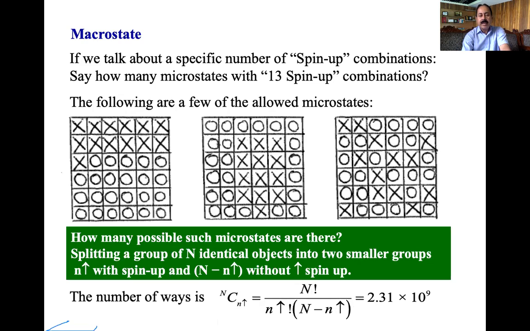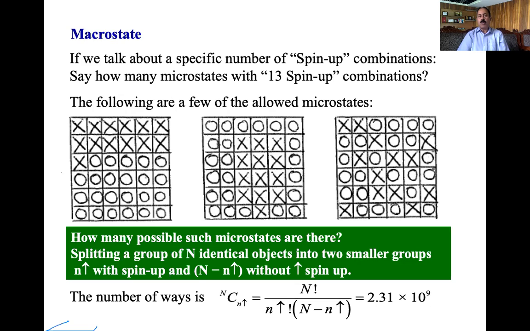This is simply N C n_up, the combination formula, nCr. Then we put capital N as 36 and small n up as 13. Then you calculate this, and it comes out as 2.31 times 10 to the power 9. It means that out of 6.9 times 10 to the power 10 total microstates, 2.31 times 10 to the power 9 microstates are there, which contain 13 spin-up.